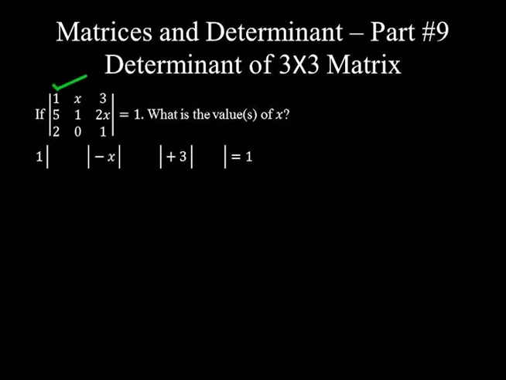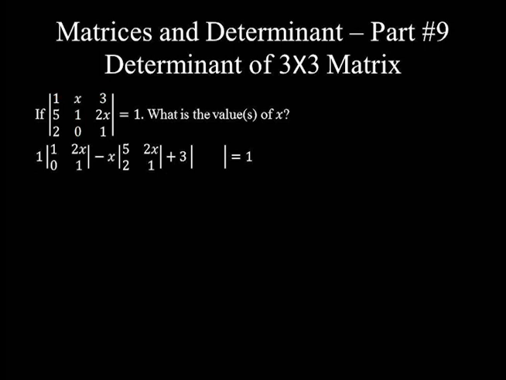1 is located at the intersection of row 1 and column 1. When we remove them, we are left with 1, 2x in the first row and 0, 1 in the second row. X is located at the intersection of row 1 and column 2. Eliminating these two left us with 5, 2x in the first row and 2, 1 in the second row.